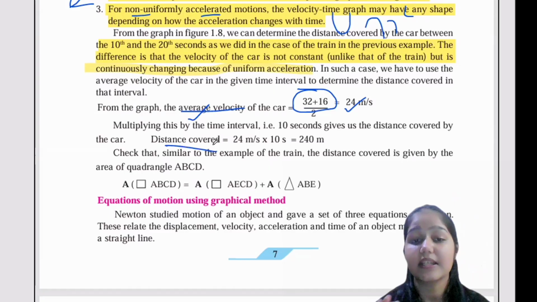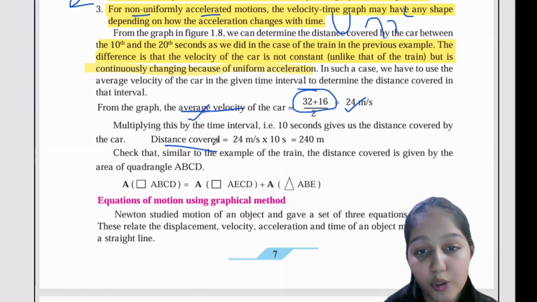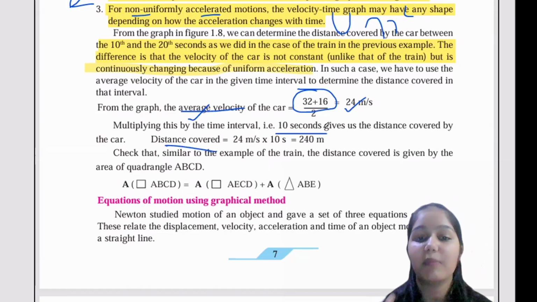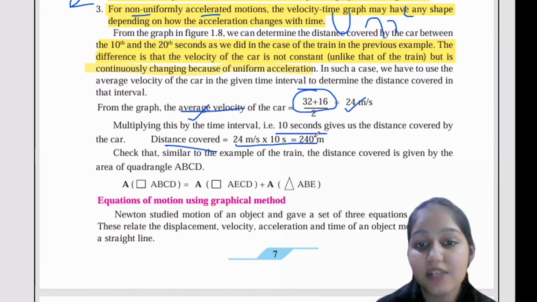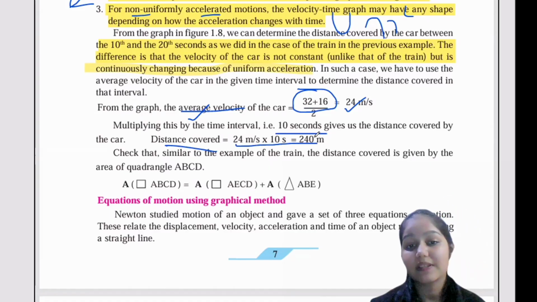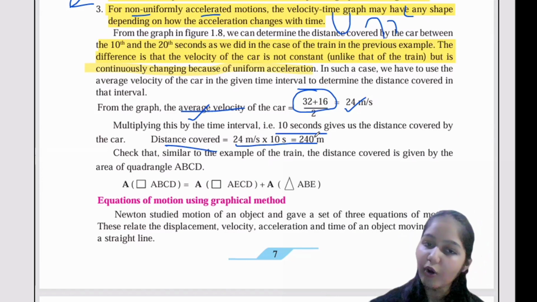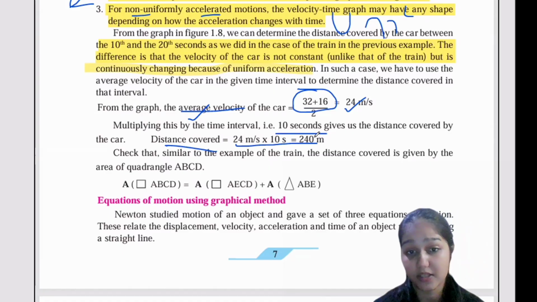What is the distance covered in 10 seconds? What do you have to find in 10 seconds? How much is the distance covered? So what will we do? We will just multiply the average velocity into the time, that is the 10 seconds, and we will get the answer as 240 meters. I hope you have all understood this.